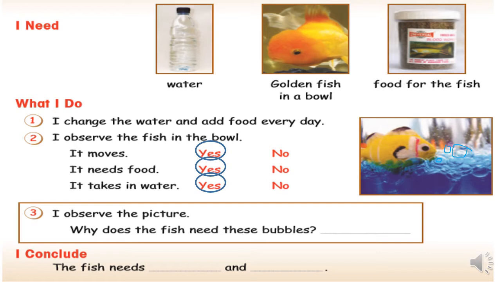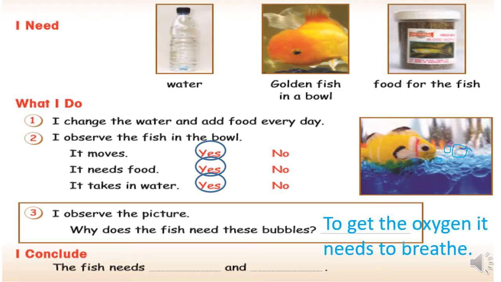Part 3. I observe the picture. Why does the fish need these bubbles? I said it takes in water in order to breathe. So what are these bubbles? The fish needs these bubbles in order to get the oxygen it needs to breathe. Without this water, the fish cannot breathe.